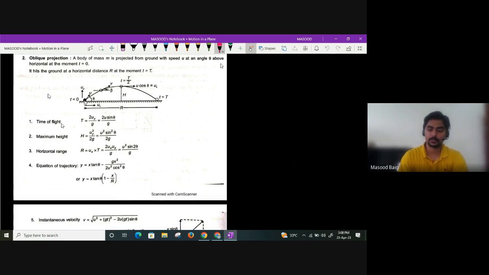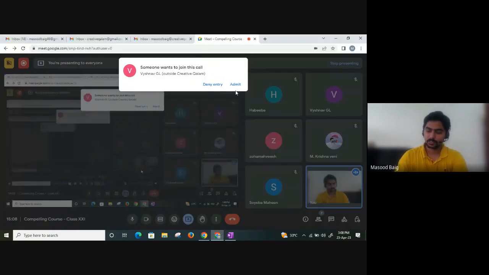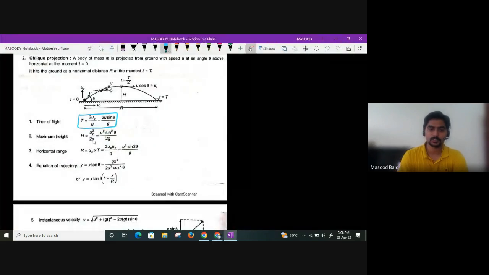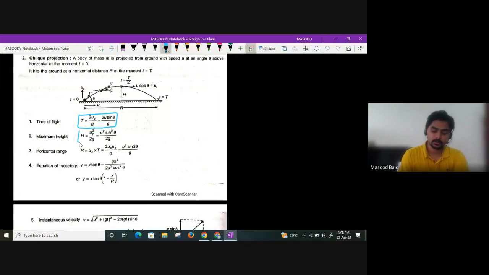The basic things you need to know: the entire time taken from initial position to final position is called time of flight, and it is given as 2u sine theta divided by g. Okay. In the same manner, the maximum vertical displacement attained during the entire motion is called the maximum height, and it is given as u square sine square theta divided by 2g. You need to remember certain formulas, guys. The horizontal displacement attained during the time of flight is called range. It is given as u square sine 2 theta divided by g.